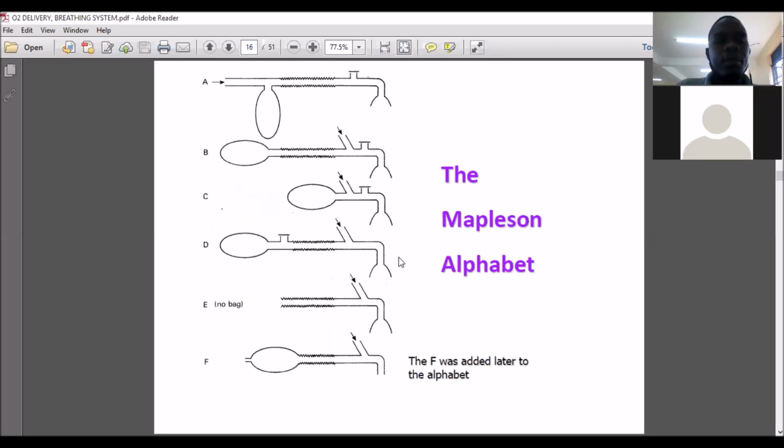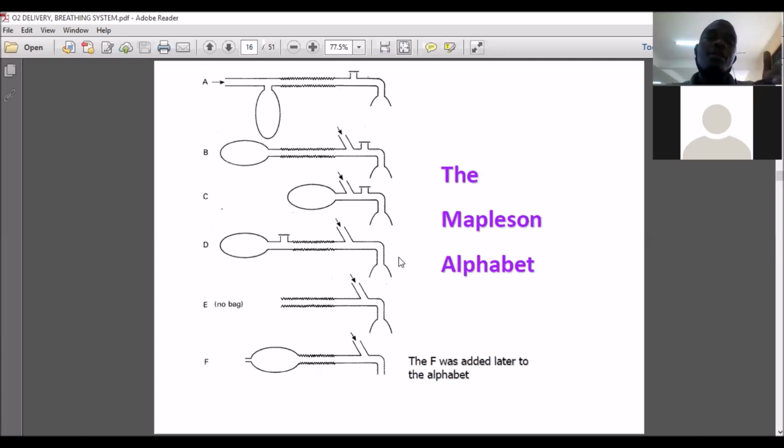So we are going to the Mapleson alphabet. These are the different kinds of masks that they are using for people to breathe. Even intubating is also a breathing system. Giving CPR with an Ambubag is also a semi-open system. An Ambubag is the same, semi-open system. So all those systems, they are talking about them.